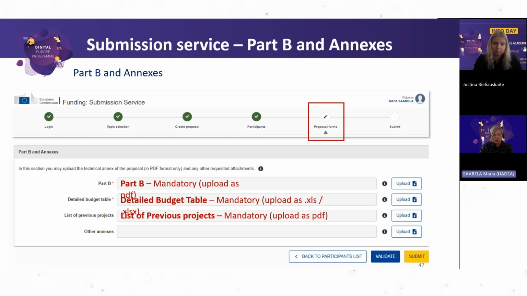Okay, so once part A is filled in, so the online forms, once your part B is ready, once your detailed budget is ready and the list of previous projects, you can go ahead and do the actual submission in the system. These 3 documents are mandatory for this call. Very important not to miss any of them. And as I said, my colleague Rado will explain to you more about the detailed budget table. Next slide, please.